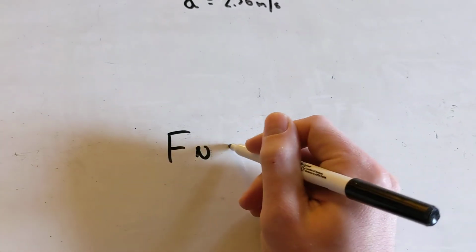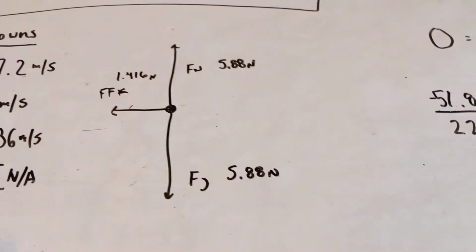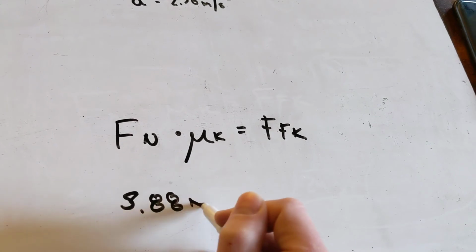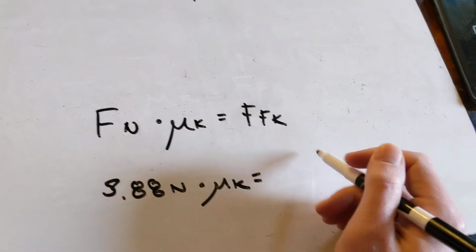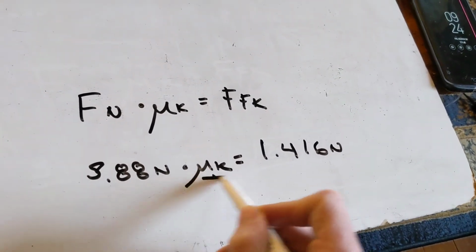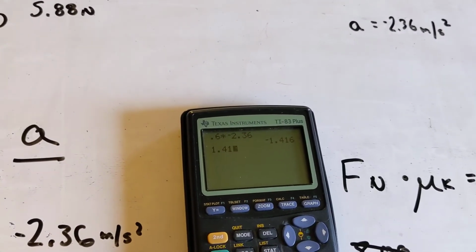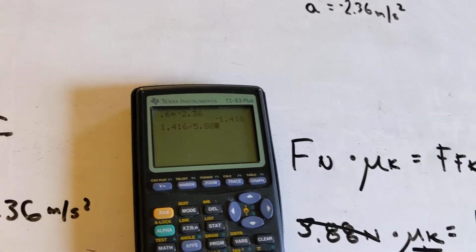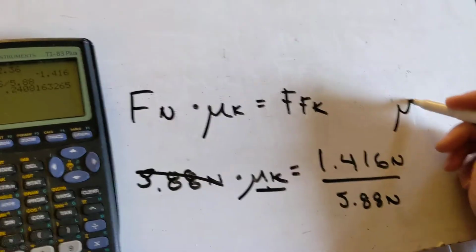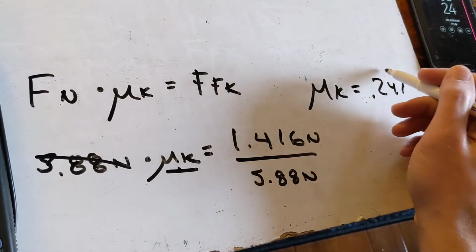The last thing that we've got to do, because we've got to calculate the coefficient of friction, is plug it into our mu k equation. We've got Fn multiplied by mu k, because it's moving, equals force of kinetic friction. We've got two of these things. Fn is 5.88 newtons, multiplied by mu k, equals our force of friction, which we calculated was 1.416 newtons. We've got to isolate this, so we divide by 5.88 newtons. 1.416 divided by 5.88 gives us our coefficient of kinetic friction. So our mu k equals 0.241.